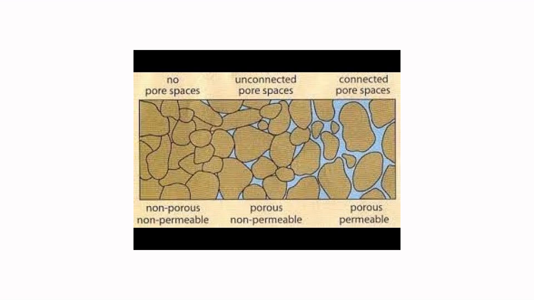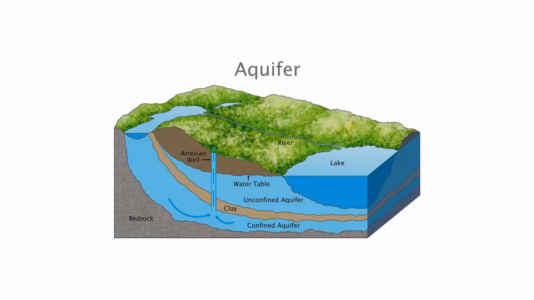The other type is rocks which contain some water but are not capable of transmitting it, and these are called aquicludes. In this, you have unconnected pore spaces. They are porous and non-permeable. You can take the example of clay. You can see the clay here. The unconfined and confined aquifers are separated by the clay.